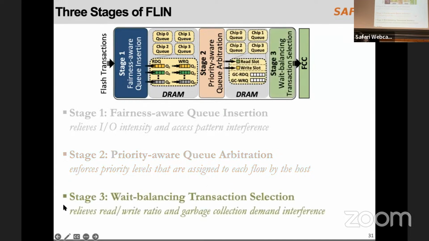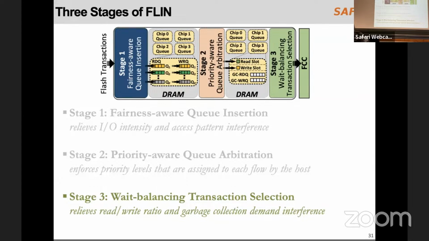And for stage 3, we do weight balancing transaction selection. This is actually for relieving read-write ratio and garbage collection demand interference. Essentially, we try to estimate or calculate how much time we wait for each write request. At some point, the amount of time that one write request is waiting to be scheduled or executed can exceed the write program latency.